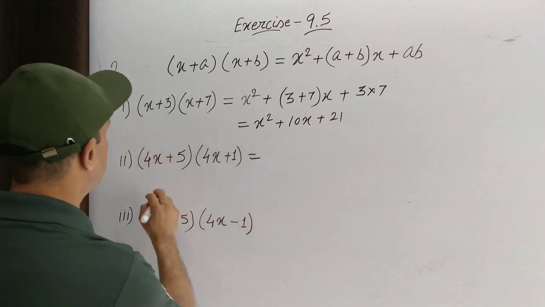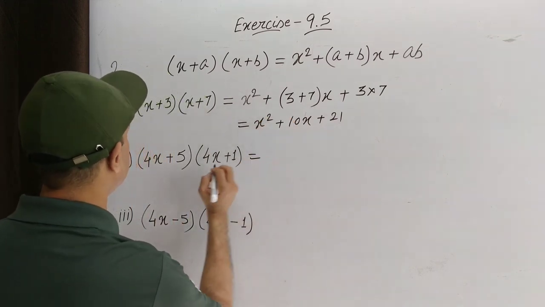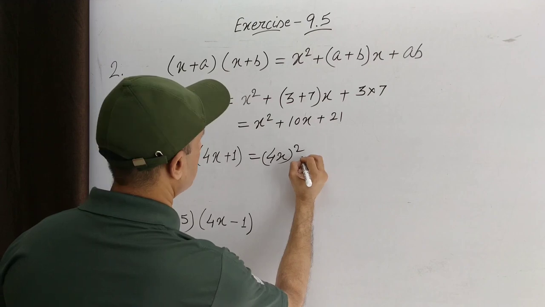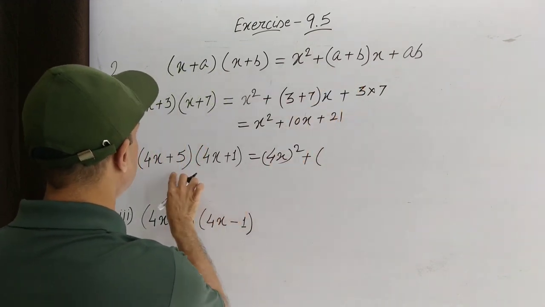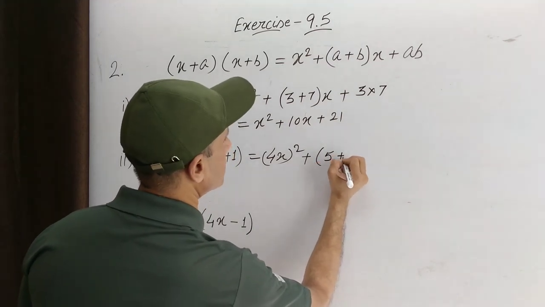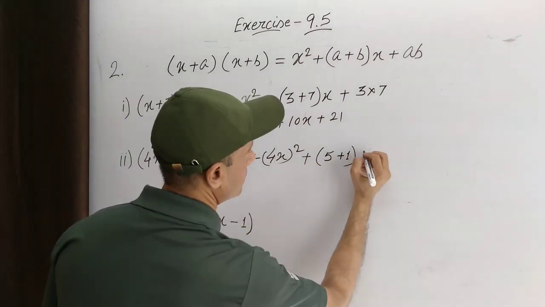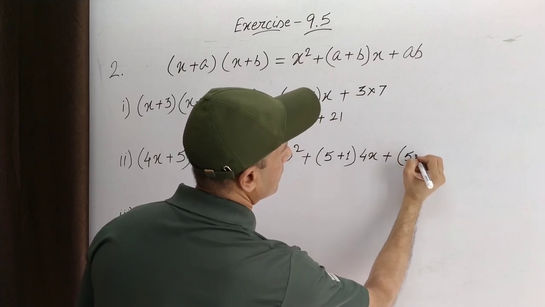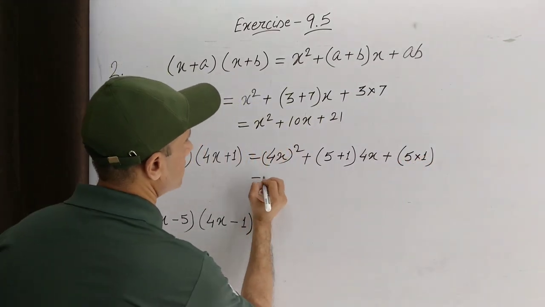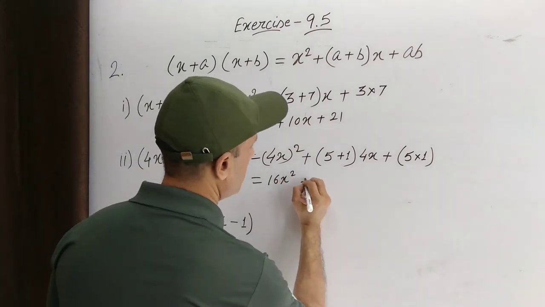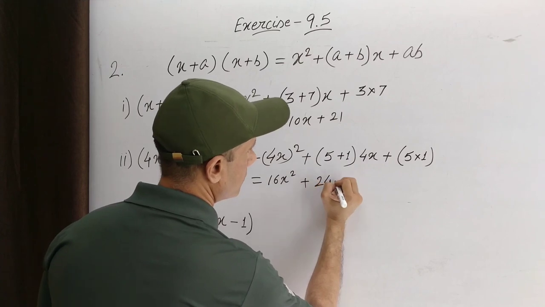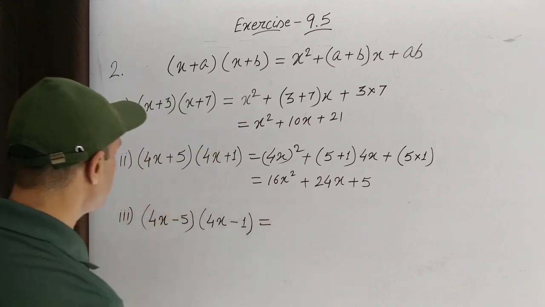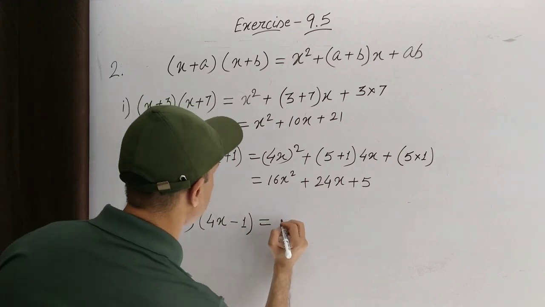In this case, we have x square, that is 4x square, x square plus a plus b. A is 5, b is 1, that is 5 plus 1 into x, that is 4x, plus ab, that is 5 into 1. So we have the result as 16x squared plus 6 into 4, 24x plus 5.